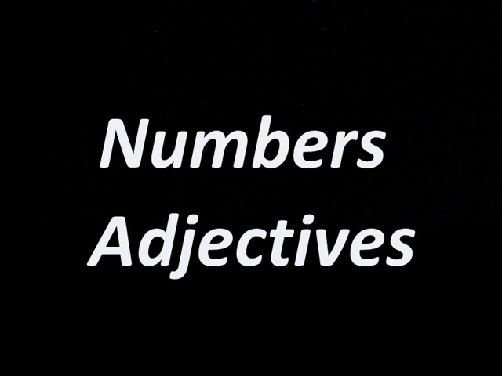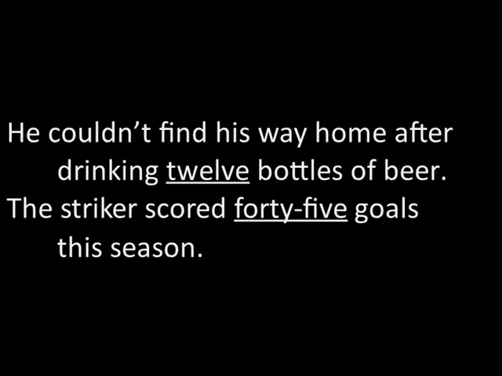The fifth type of adjectives is the number adjectives. Whenever the question, how many, is answered in a sentence, then the number you will find in that sentence is what we call number adjective. Example, he couldn't find his way home after drinking 12 bottles of beer. How many bottles of beer did he drink? 12. That 12 becomes the adjective there. Another example, the striker scored 45 goals this season. 45 becomes the number adjective.